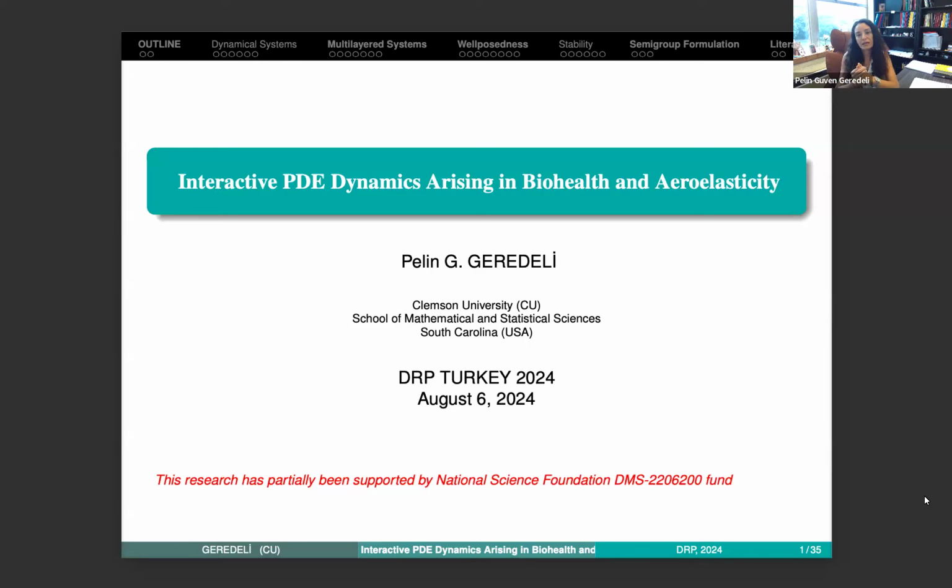But then recently I started to work on some interactive dynamics, which means that I'm looking at the interaction of two or three different partial differential equation models. So there is an interaction between them. This interaction gives rise to some different modeling and different dynamics, which has a lot of real-world applications. And today, my talk will focus on the applications which arise in biohealth and aeroelasticity.